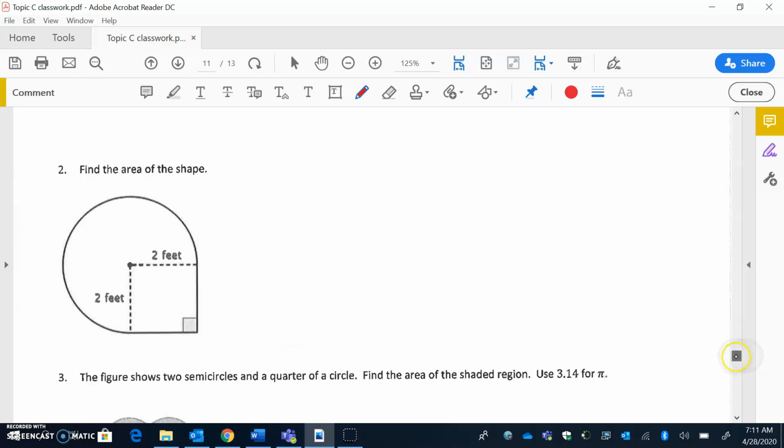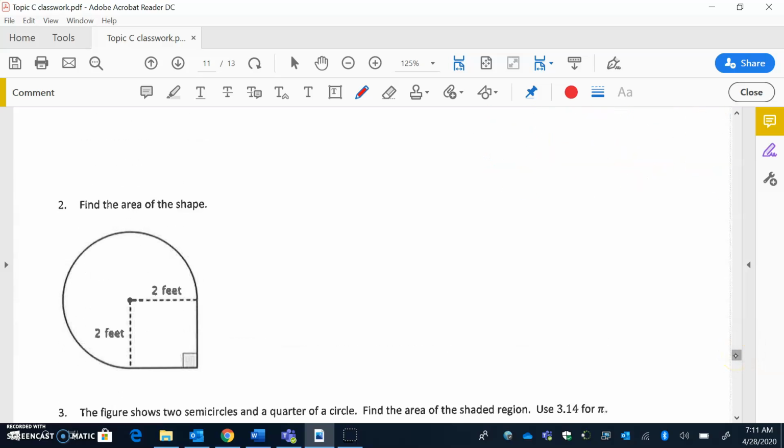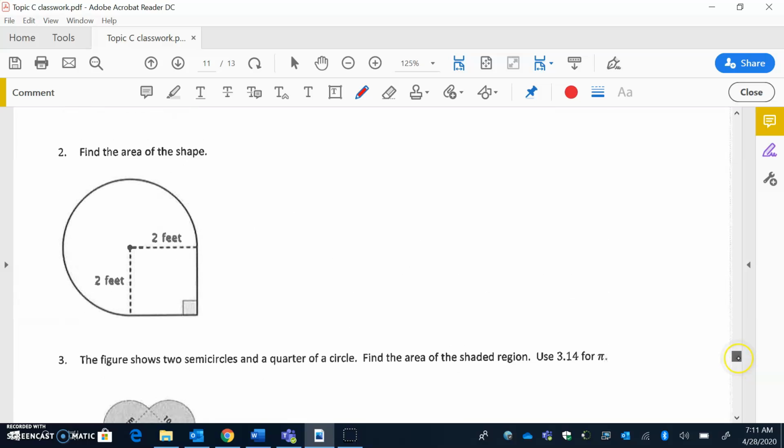I'm not going to type in the answer there necessarily because, hey, you've got the answer key, and yes, you should have your classwork done with it as well.